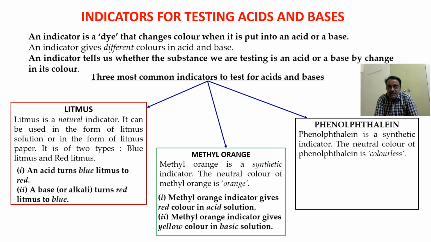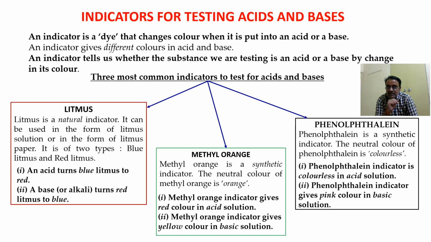The next one is phenolphthalein. It is a synthetic indicator. The neutral color of this is colorless. When mixed in acid solution, it stays colorless. The color will not change, but in basic solution the color will become pink. So these are the 2 indicators for identifying the acid or basic solution.